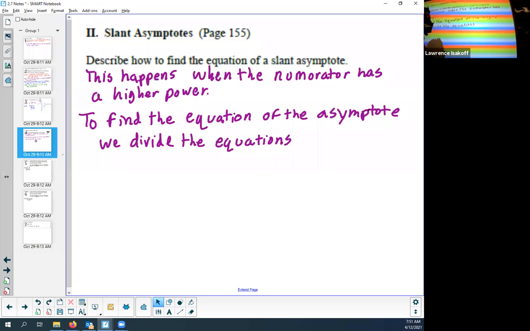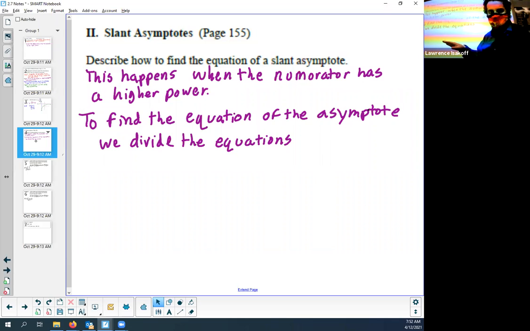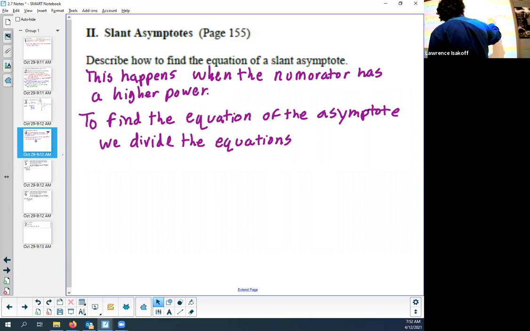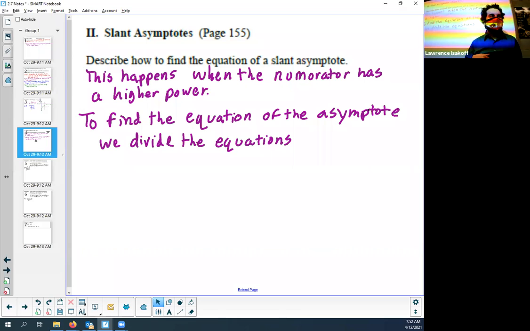So let's talk about a slant asymptote. A slant asymptote happens when the numerator has a higher power. To find the equation of the asymptote, we divide the equations. So we're just either going to use polynomial or synthetic division. Like I said, I believe every problem I have you do that involves a slant asymptote can be done using synthetic division. So hopefully that makes life a little easier for you if you just have to deal with synthetic division.